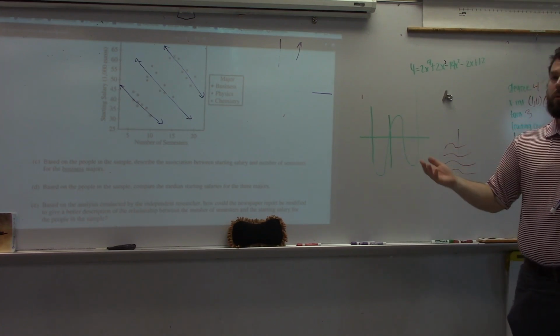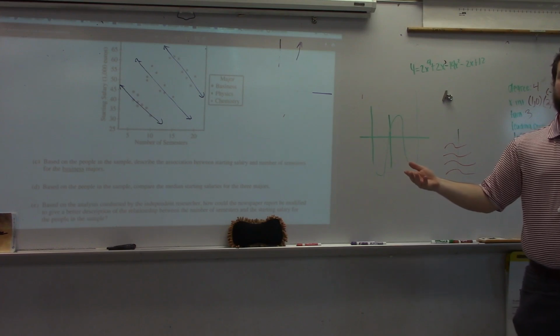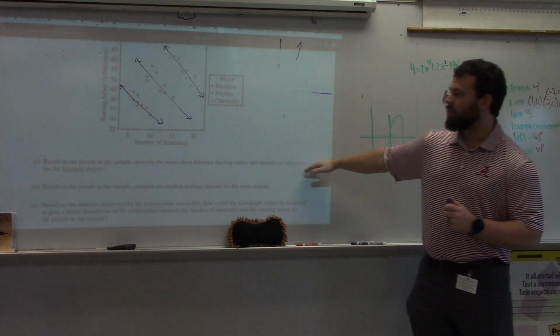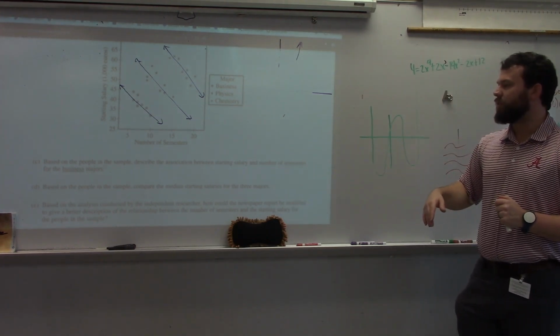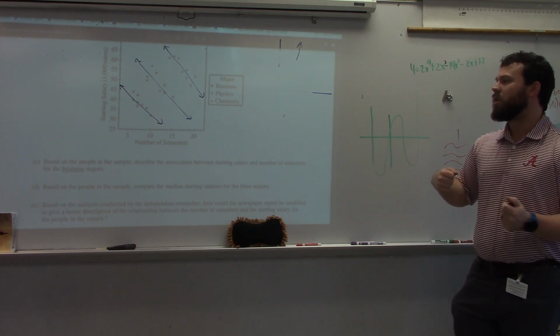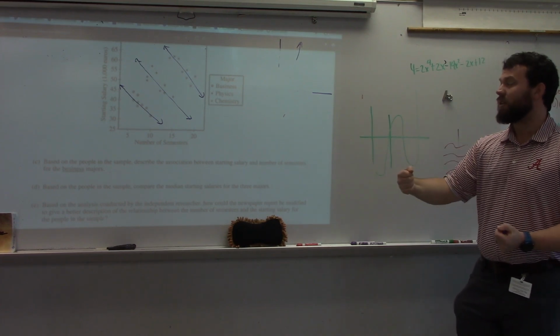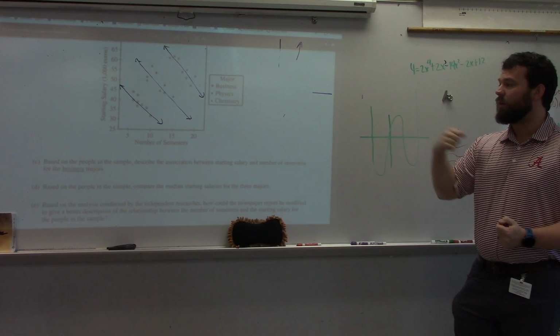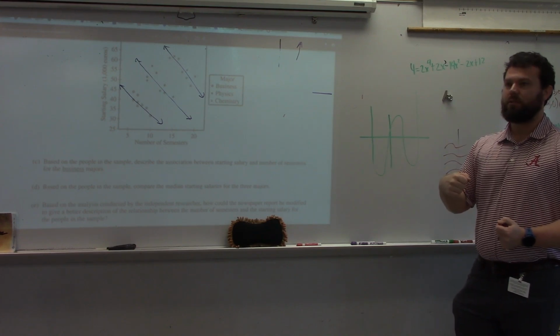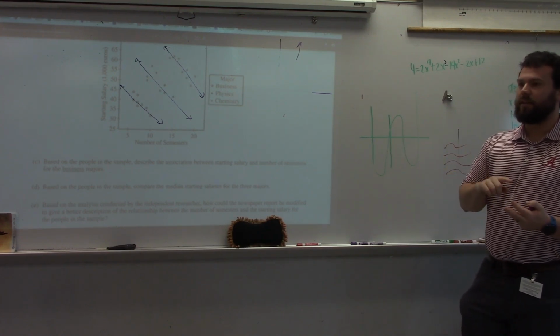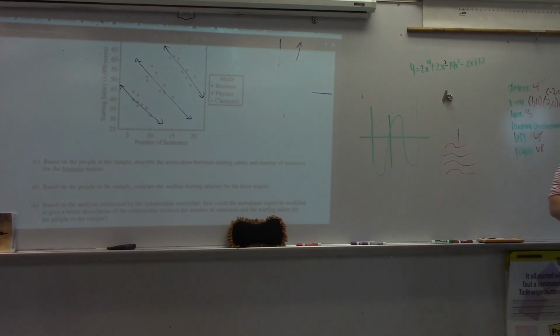Right? A and B were those things that we've done in the past. Very straightforward. But now, based on the people in the sample, describe the association between starting salary and number of semesters for the business majors. Just looking at the business, how would I describe the association? Strong, negative, and linear. Make sure you have your context, and no potential influential observations.